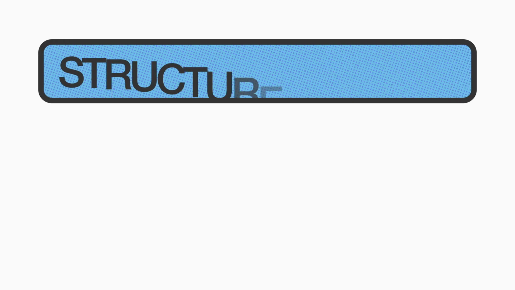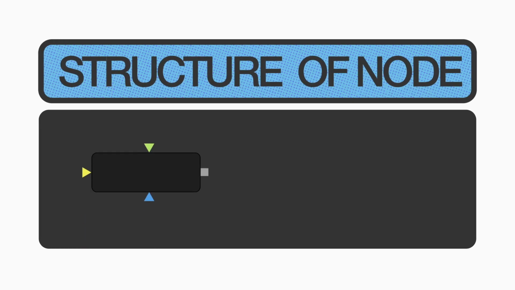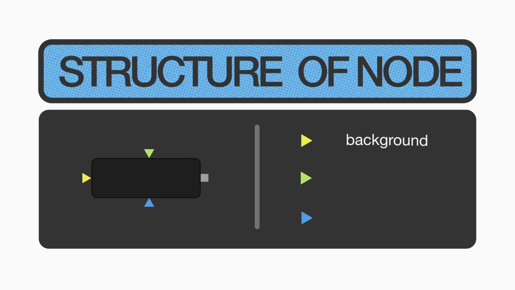Let's look at the structure of a typical node. Every node has inputs and outputs. The yellow input is for all the elements that go into the background, whereas the green input is for your foregrounds. And all of the things that you want to mask, you will use blue input for this.